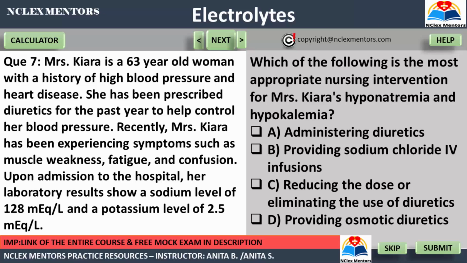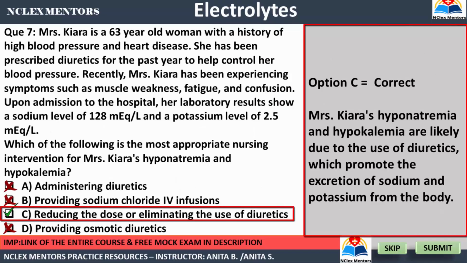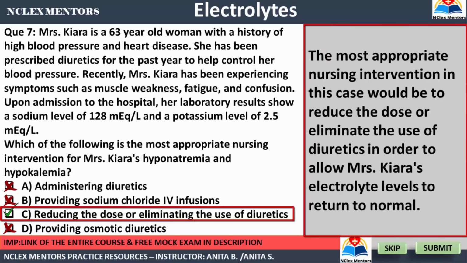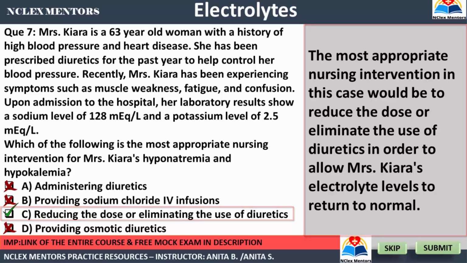All right, let me reveal the right answer to you. The correct answer is option number C. Mrs. Kiera's hyponatremia and hypokalemia are likely due to the use of diuretics, which promote the excretion of sodium and potassium from the body. The most appropriate nursing intervention in this case would be to reduce the dose or eliminate the use of diuretics in order to allow Mrs. Kiera's electrolyte levels to return to normal.